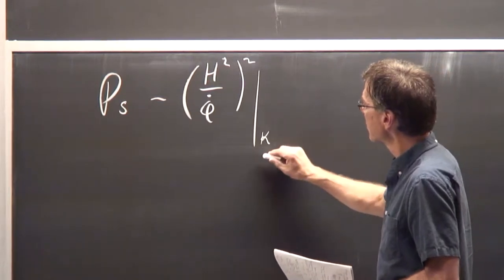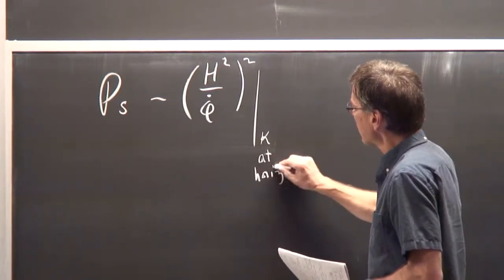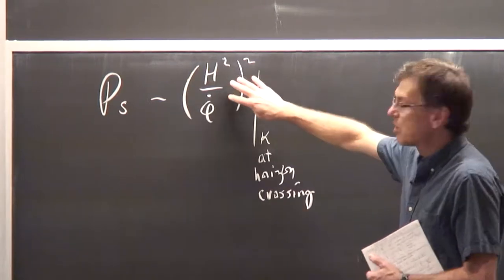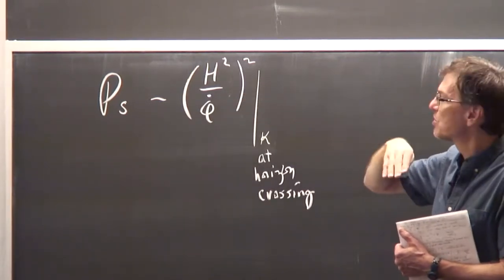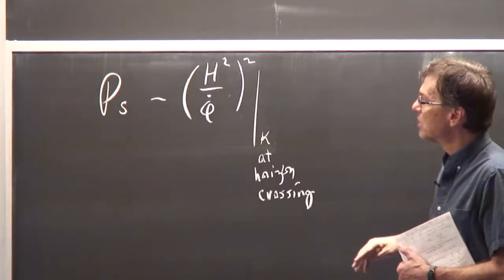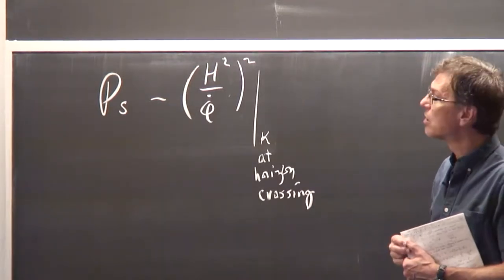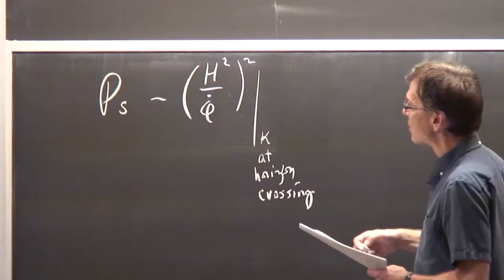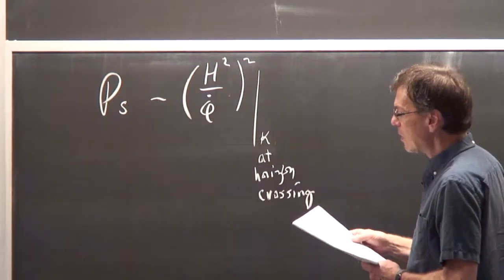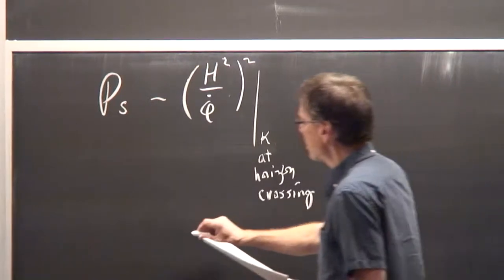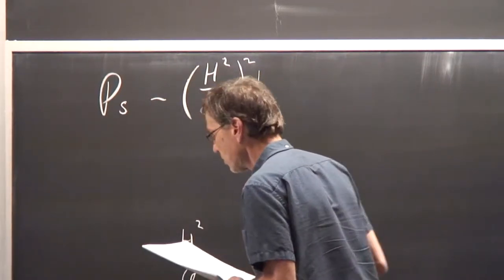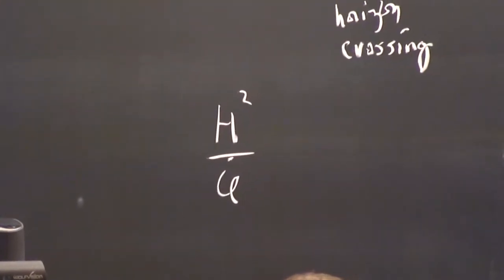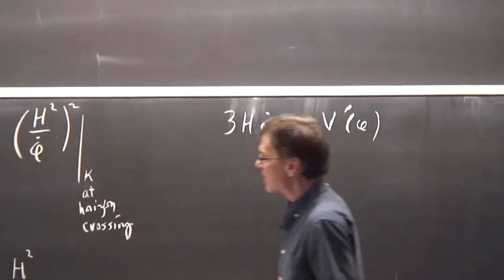So at horizon crossing. And it's the fact that these quantities are evolving with time, which implies that it's not going to be the same value for all k. So we want to figure out what that is quantitatively. And so we can use the slow roll equation, 3H phi dot is equal to minus V prime of phi, to eliminate phi dot in this expression.